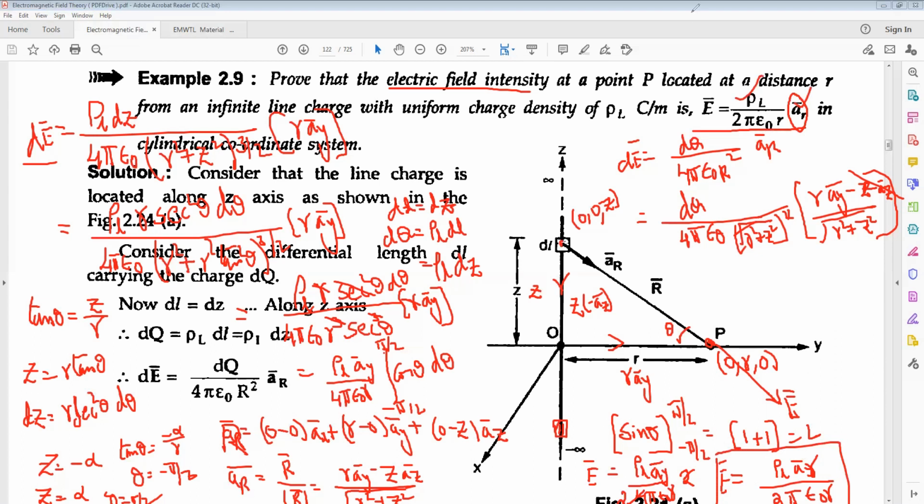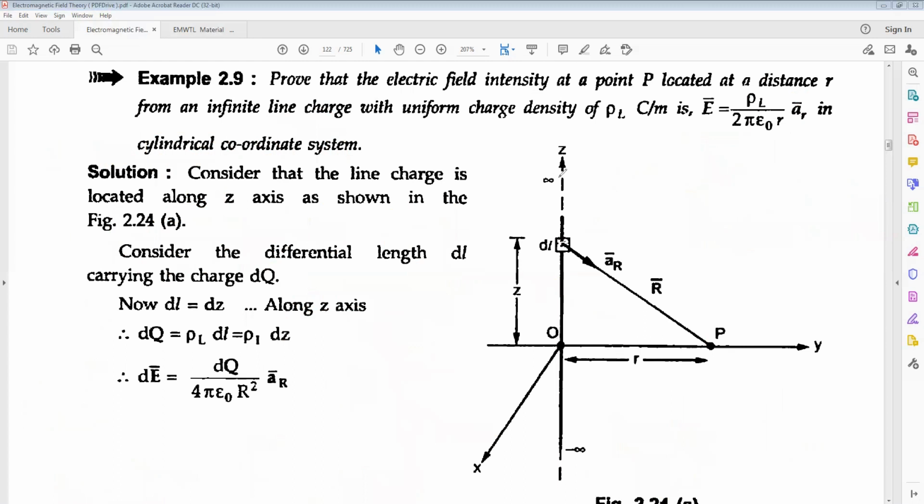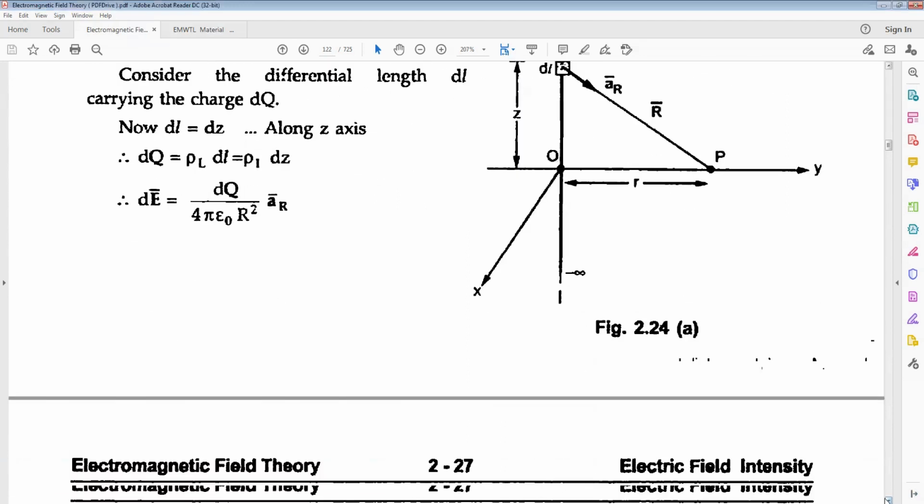Got it, my students? This is the field due to an infinite line charge on the z-axis: E bar is equal to rho L by 2 pi epsilon naught r into a_r. Got it, my students?